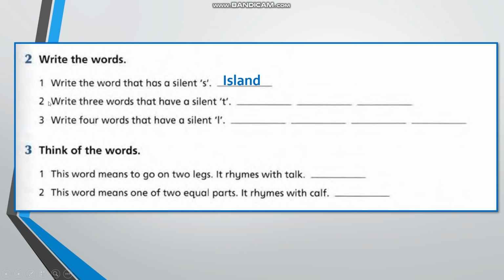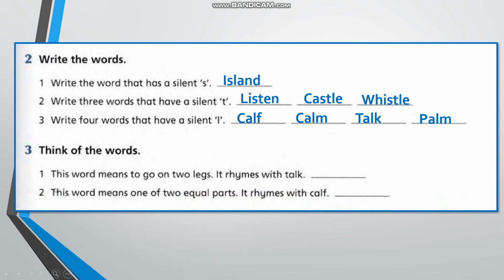Number 2. Write the 3 words that have a silent T. Now we have listen, we have castle, and whistle. Write 4 words that have a silent L. We have the words cough, calm, talk, and palm.